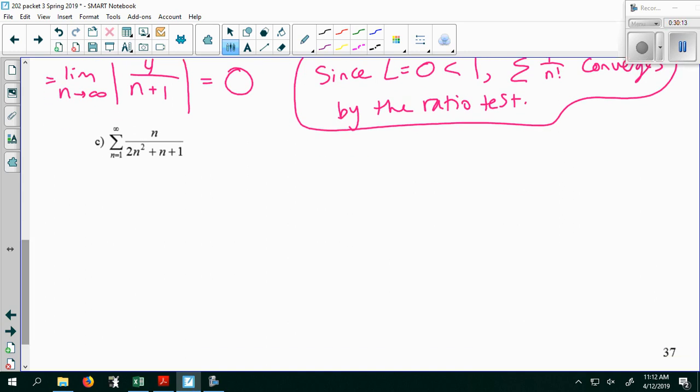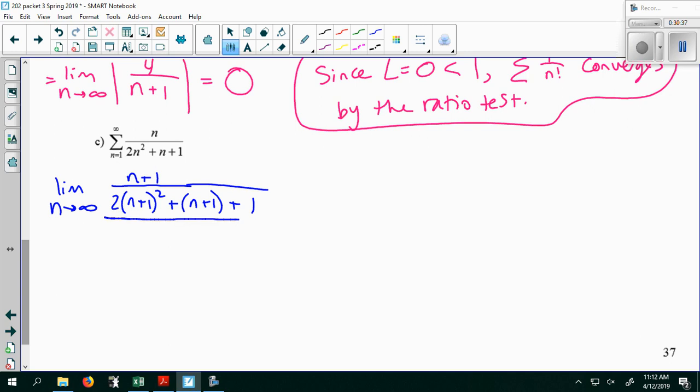All right, last one. I'm going to do the ratio test on this polynomial. So I take the limit as n goes to infinity of n plus 1. I'm replacing all the n's with n plus 1's. 2 times n plus 1 squared plus n plus 1 plus 1. And I want to divide that by just the plain old n's. N over 2n squared plus n plus 1. And that's all in absolute value.